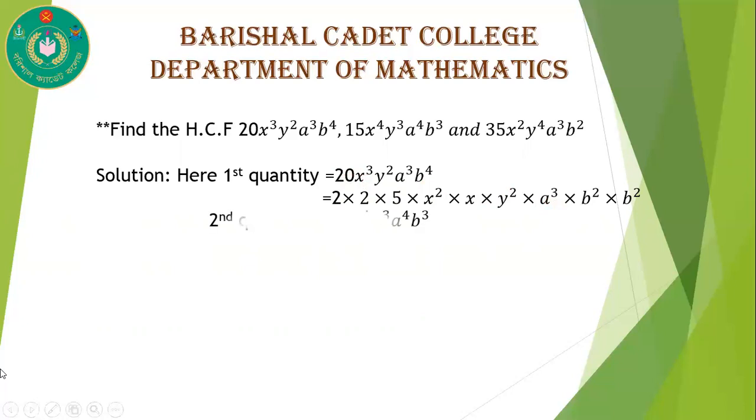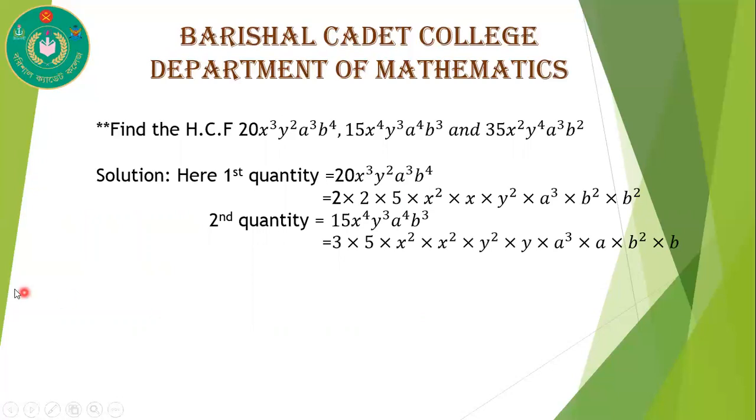The second quantity 15x4 y cube a4 b cube. That means we can write 15 is equal to 3 into 5. x4 is equal to x square into x square. y cube is equal to y square into y. a4 is equal to a cube into a. b cube is equal to b square into b.